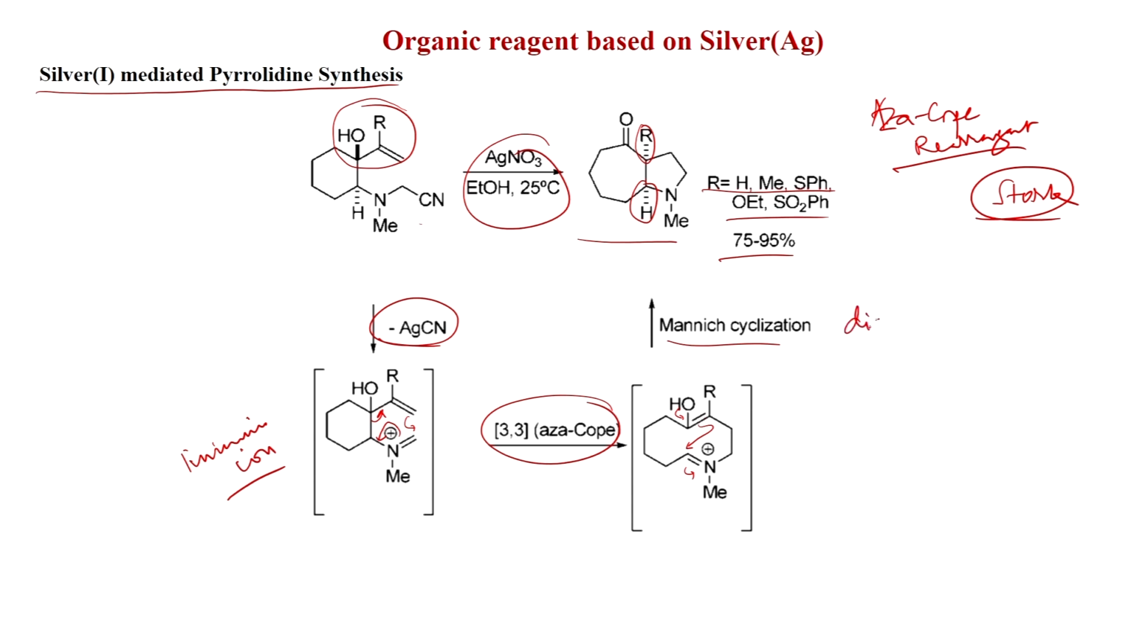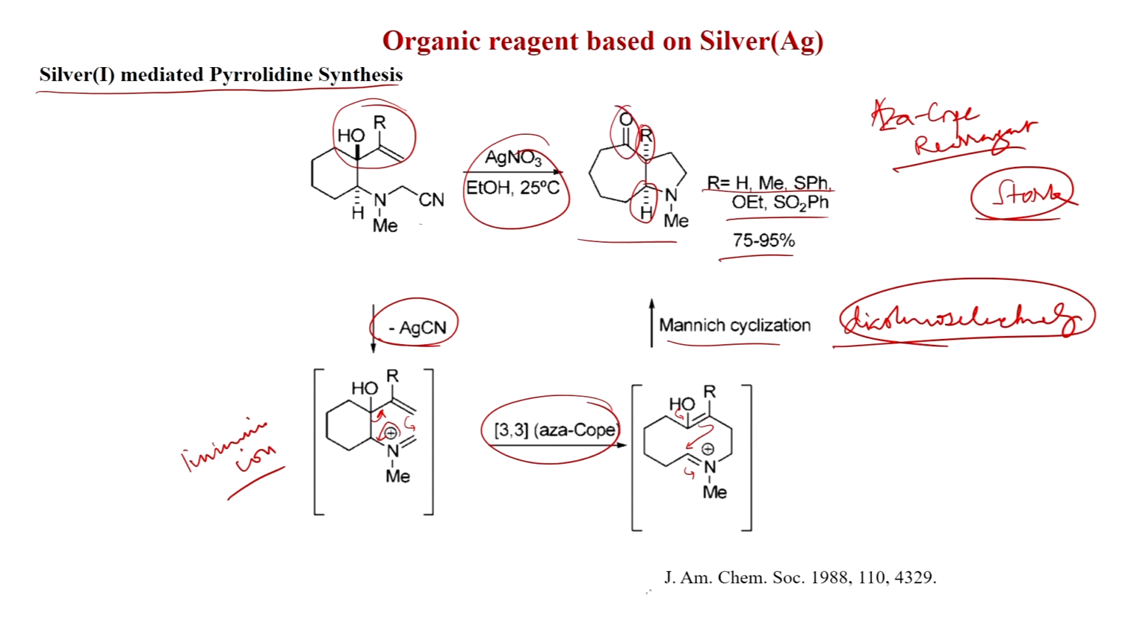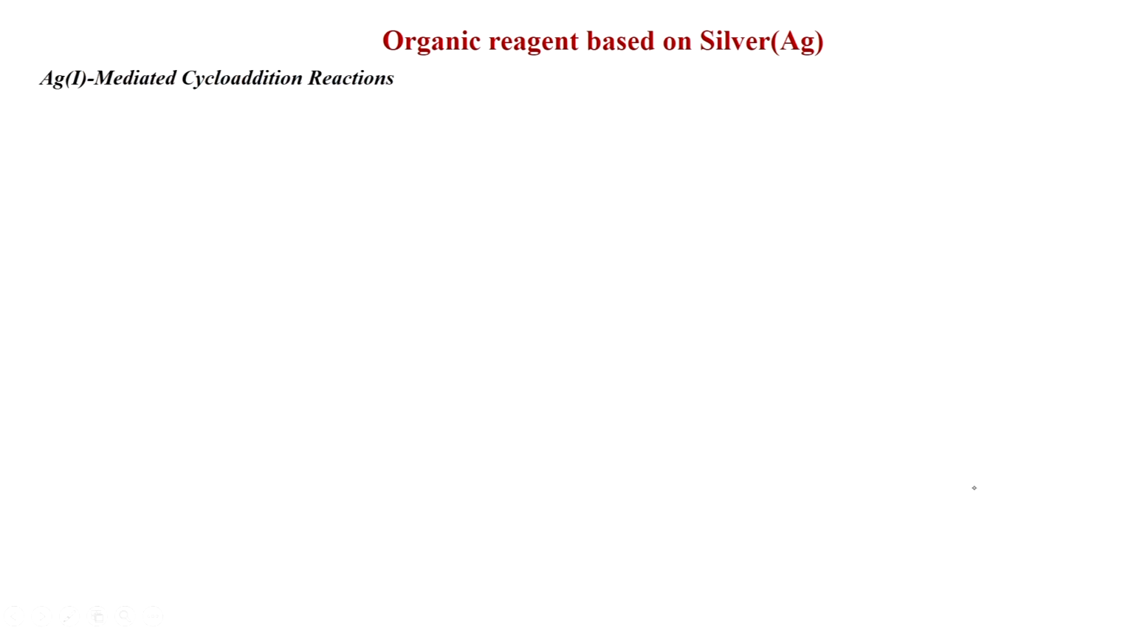So, diastereoselectively, because of the ring requirement, this is syn. Always when there is an sp2 center, it likes to take a syn orientation. This was published in JACS 1988.